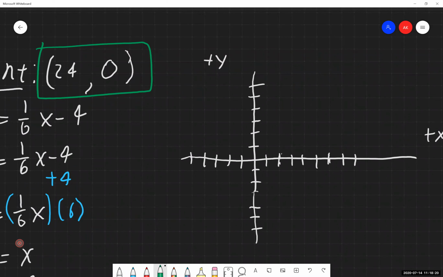So we're going to scale our y-axis by ones. So 1, 2, 3, 4, 5, and so on. Okay. So my y-axis is scaled by ones. Now I am going to choose to scale my x-axis by sixes. So what it's going to look like is I have 6, 12, 18, 24, 30, 36, and so on and so forth. Same thing in the opposite direction.